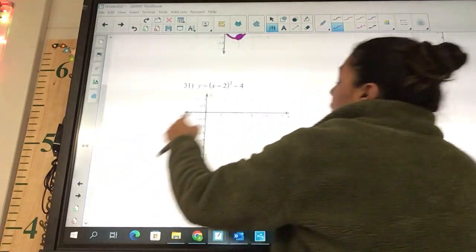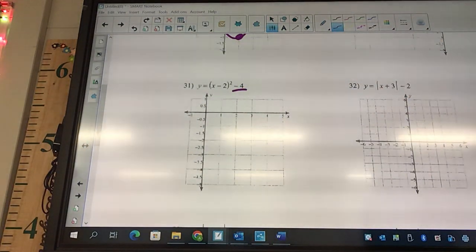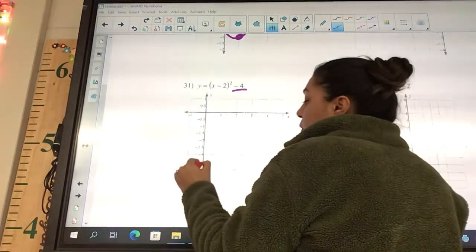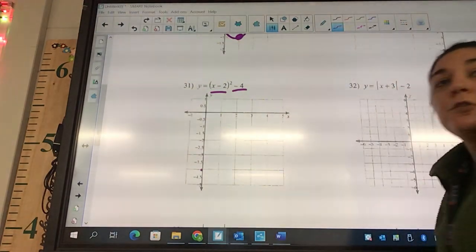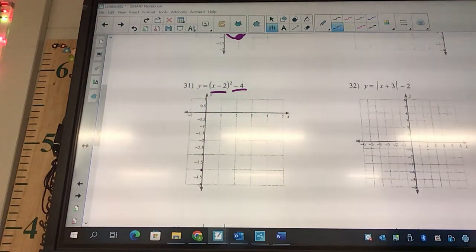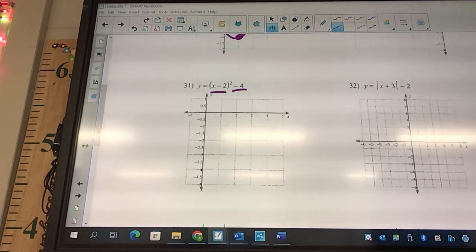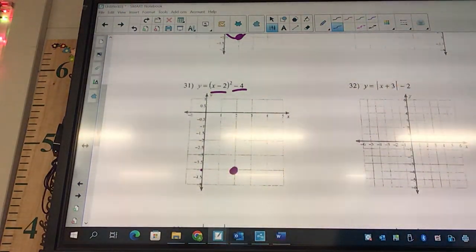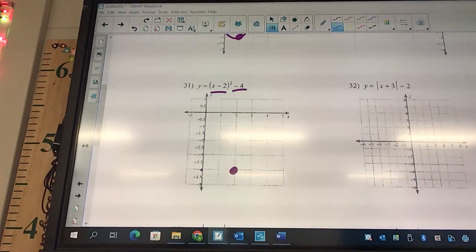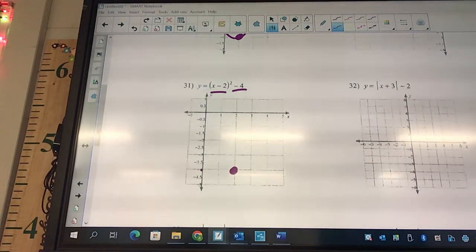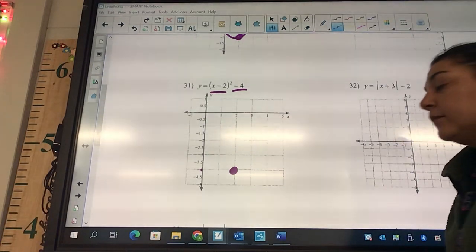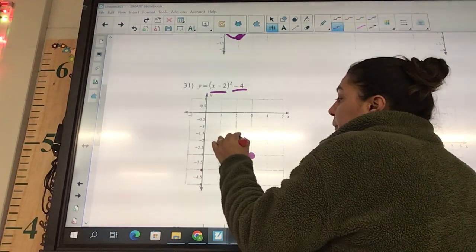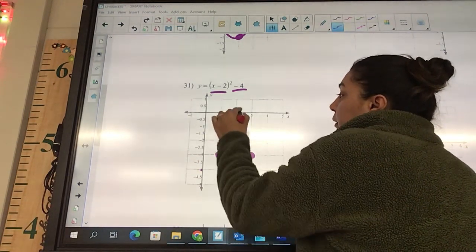Okay, 31. What does this minus 4 do? Goes down 4. So we're right here. What does a minus 2 on the inside do? Well, which way over though? To the right 2. Okay, is this going to be a U or a V? U. It's going to be a U because they're parentheses. Is this open up or down? It opens up. So we're going to go up 1 over 1, up 4, 1, 2, 3, 4, over 2.